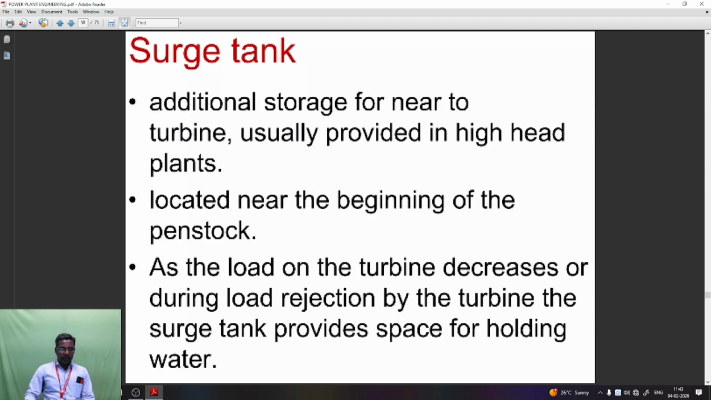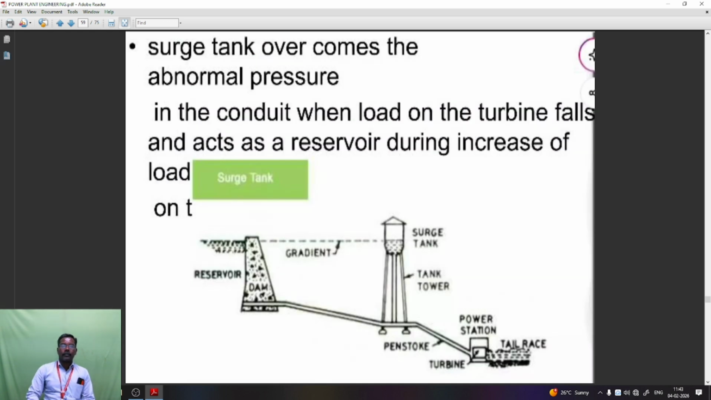Surge tank. Surge tank is a very small tank connected to the penstock to reduce pressure fluctuations and prevent water hammer effect. Such a tank overcomes the abnormal pressure in the conduit when load on the turbine falls and acts as a reservoir during increase of load.